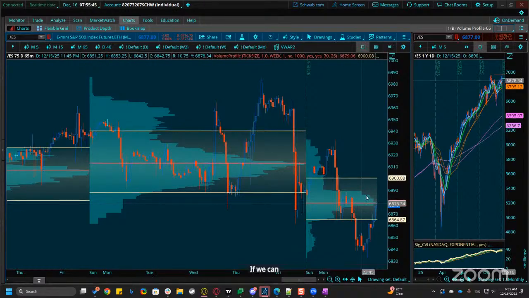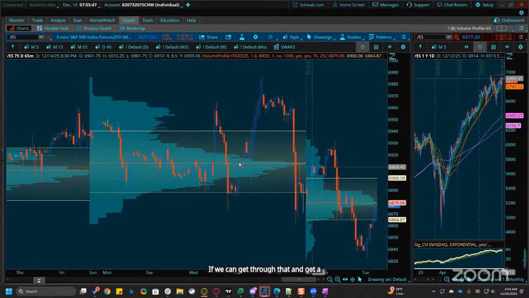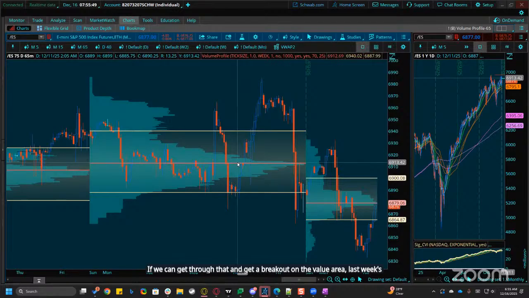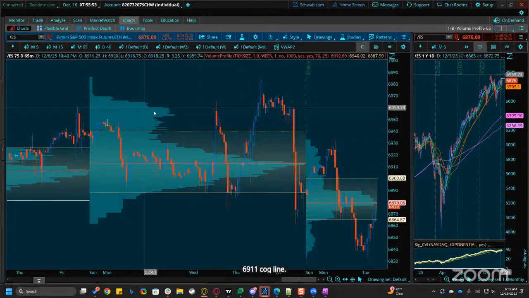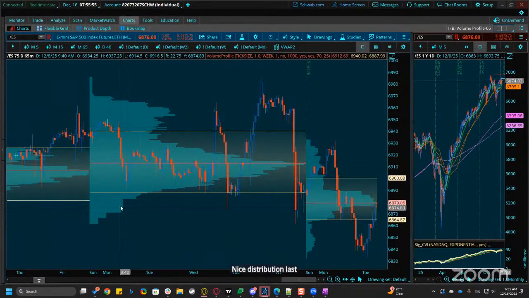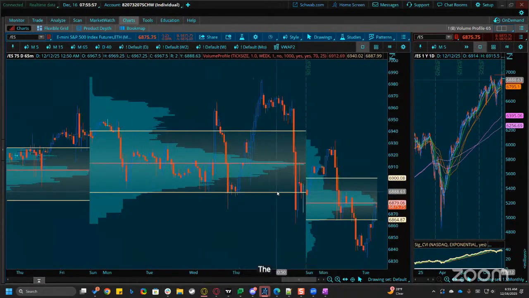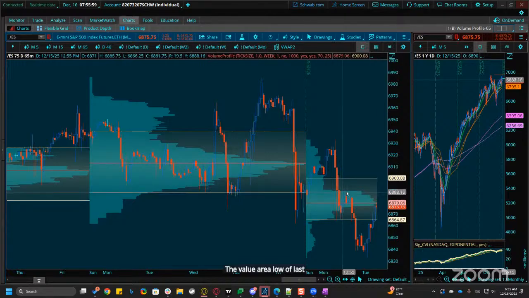If we can get through that and get a breakout on the value area, last week's point of control could give us some trouble. 69.11 cog line. Nice distribution last week. It really was. The value area low of last week is basically the top of this footprint that we've got to deal with.